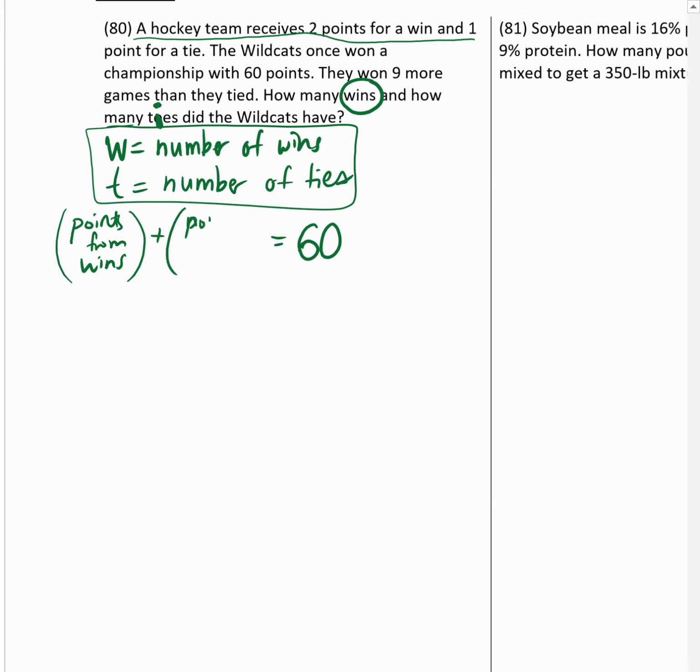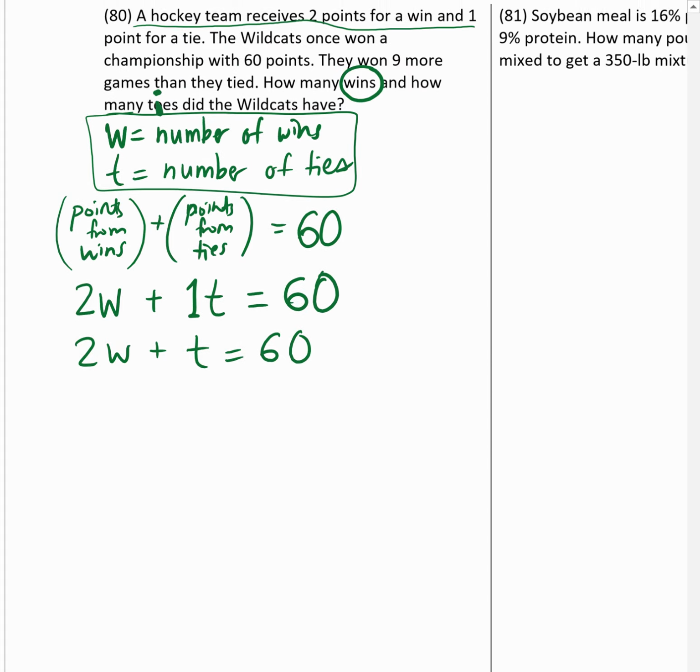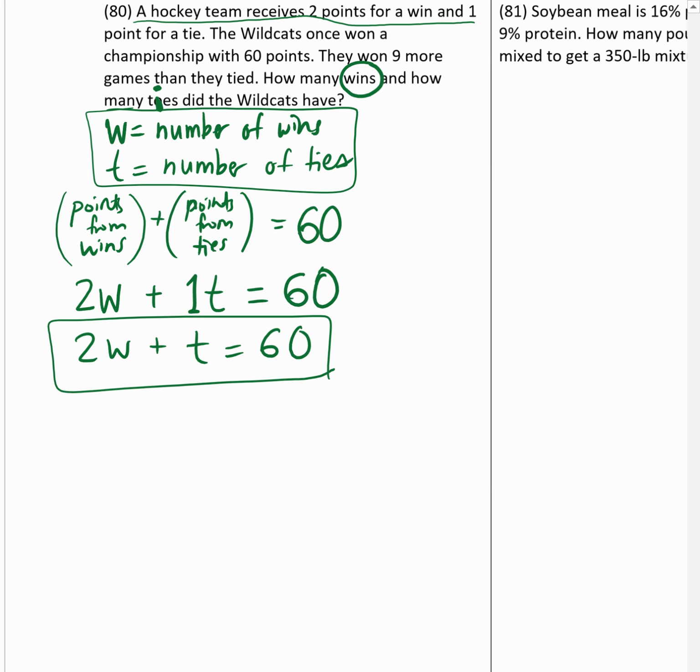plus the points from their ties. So, they've made W, that's the number of wins, and they get 2 points for every win. So if they won a certain number of times, you just multiply that by 2, and that's how many points they got. Plus, how many points did they get for each tie? Well, they had T number of ties. They get 1 point for each, so that'd be times 1. That's how many total points they made. And if you want, you can drop that 1. It's not really there for any reason, just there to help me remember where it came from and how to set it up. There's one equation.